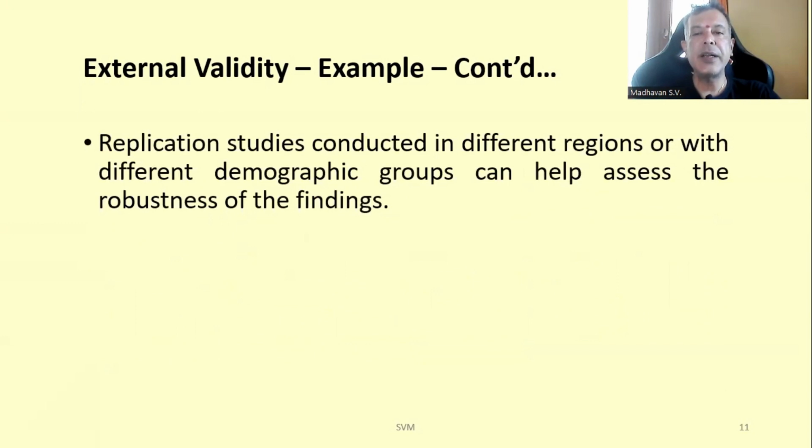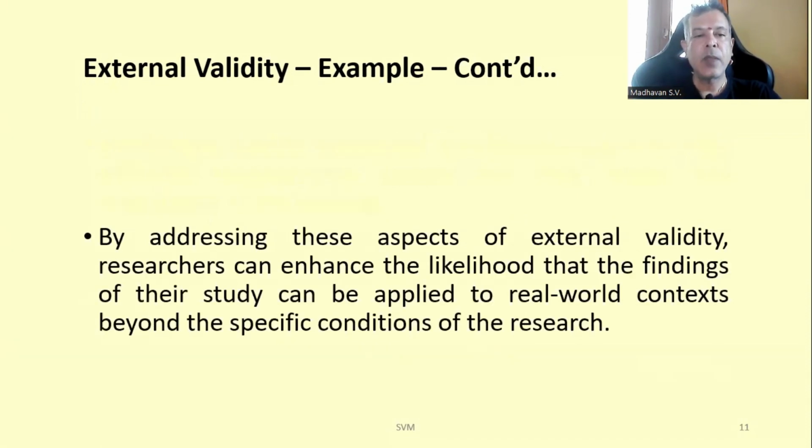Replication studies conducted in different regions or with different demographic groups can help assess the robustness of the findings. By addressing these aspects of external validity, researchers can definitely enhance the probability that the findings of the study can be applied to the real world context beyond the specific conditions of the research.